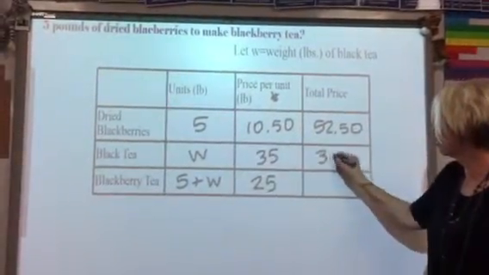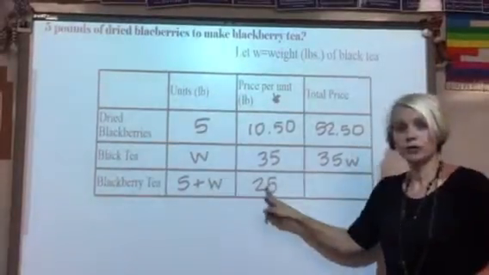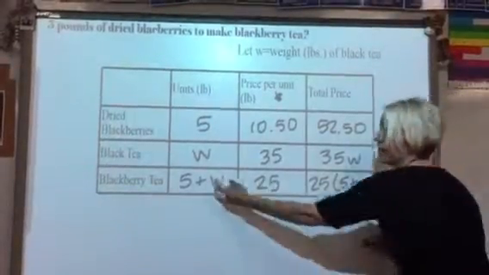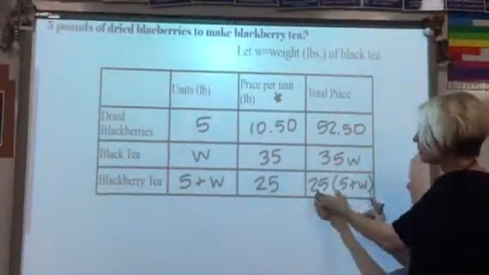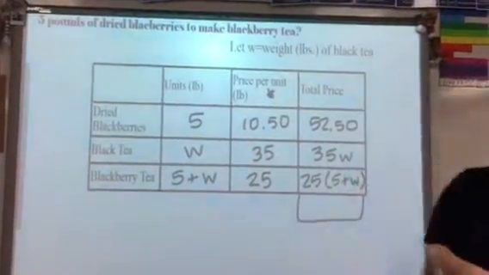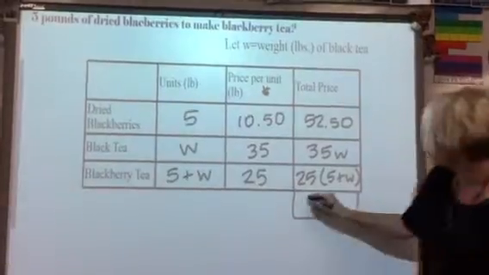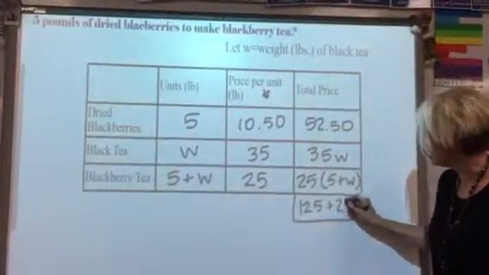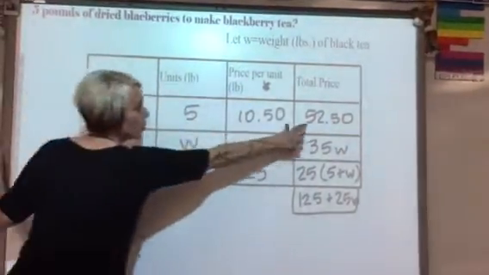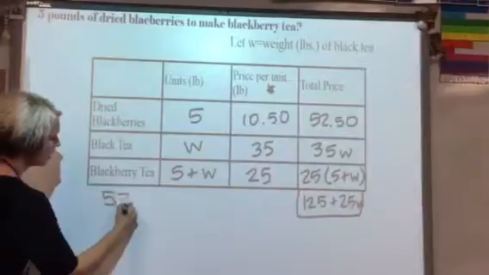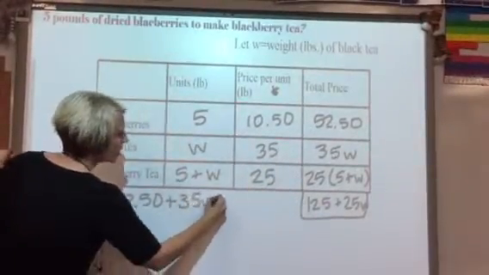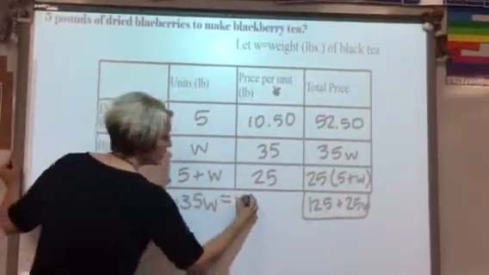35 times W. And then I'm actually going to distribute this. Here's what it would look like not distributed. See, I take 25 times 5 plus W. But I'm going to go ahead and distribute this, and I'll put it just below it so that we have everything simplified ready to put together in an equation. So this is going to be 125 plus 25W. So here's our equation now. I'm going to take this total of the dried blackberries, and I'm going to add this total of the black tea to get this total of the blackberry tea.